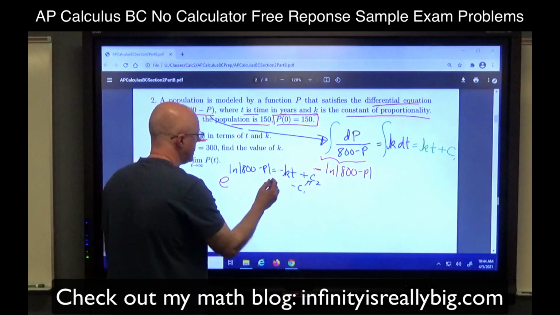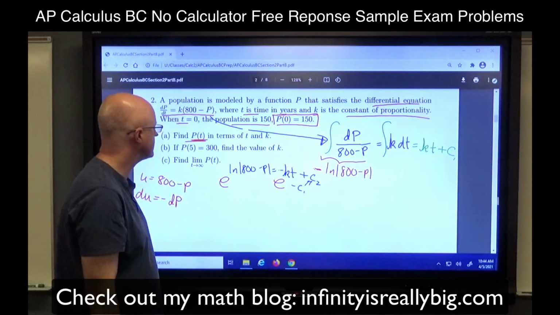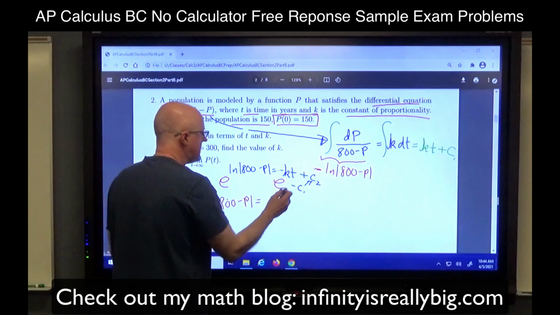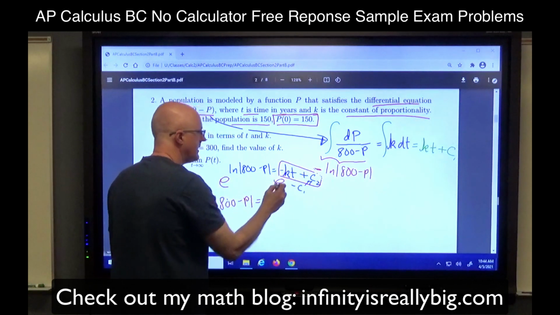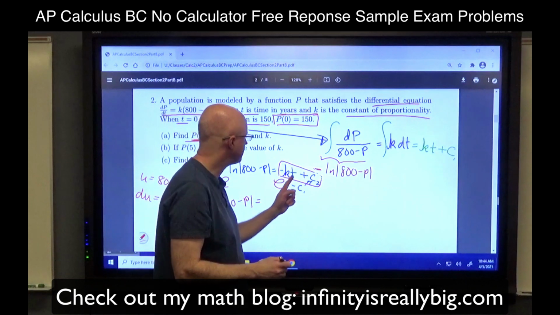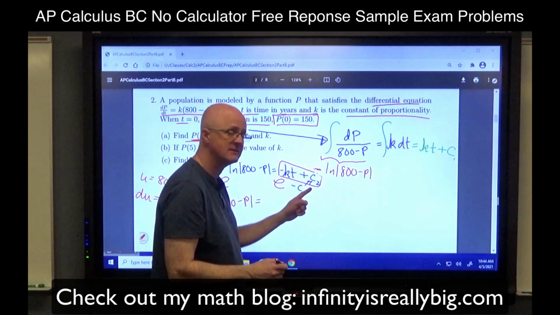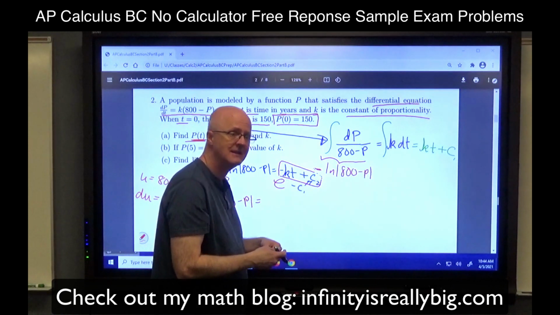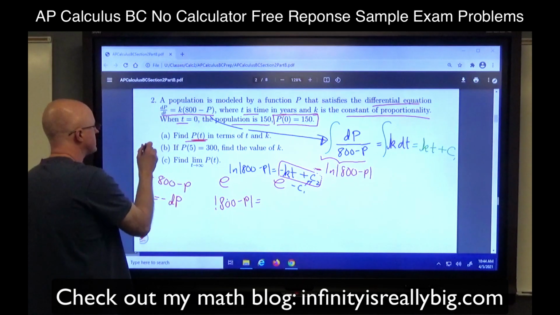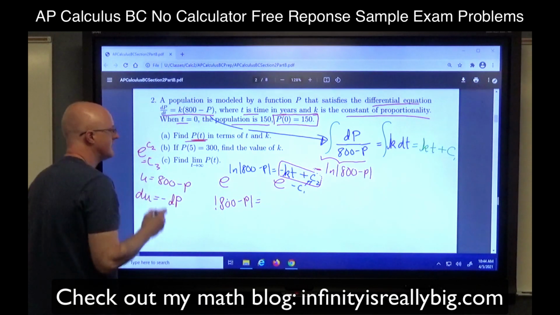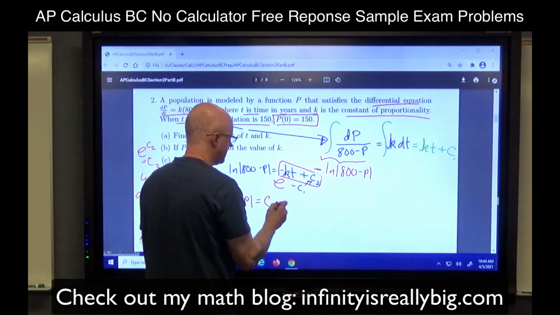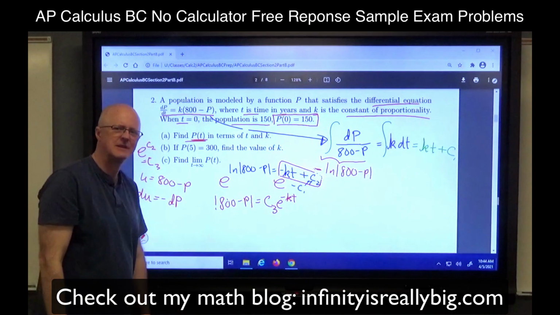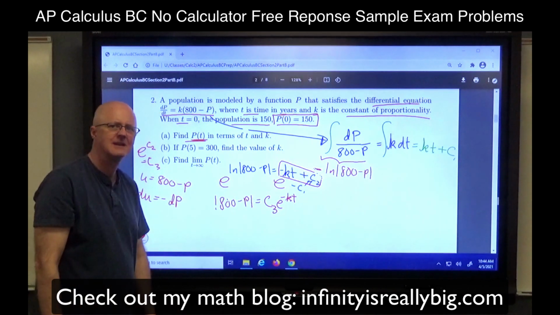Exponentiate to get rid of the natural log, using the fact that e to the x and natural log of x are inverse functions. That gives you the absolute value of 800 minus p is e raised to this entire power there. But wait a minute. E to this plus that, by properties of exponents, is the product e to the c2 times e to the negative kt. And e to the c2 is sort of like another arbitrary constant. Call it c3. But c3 is not really arbitrary in the usual sense because it's a power of e. It would have to be positive.